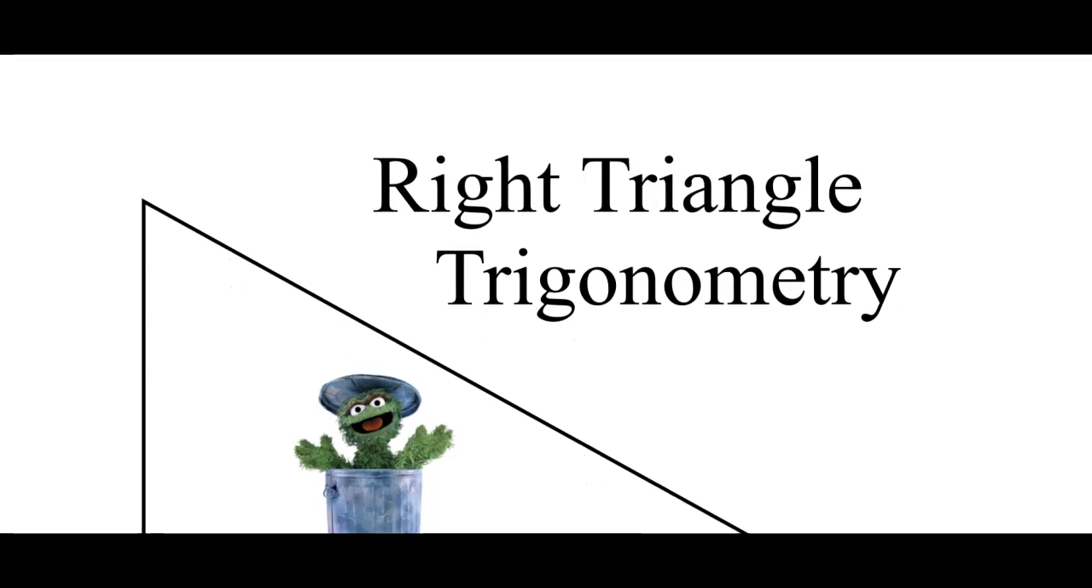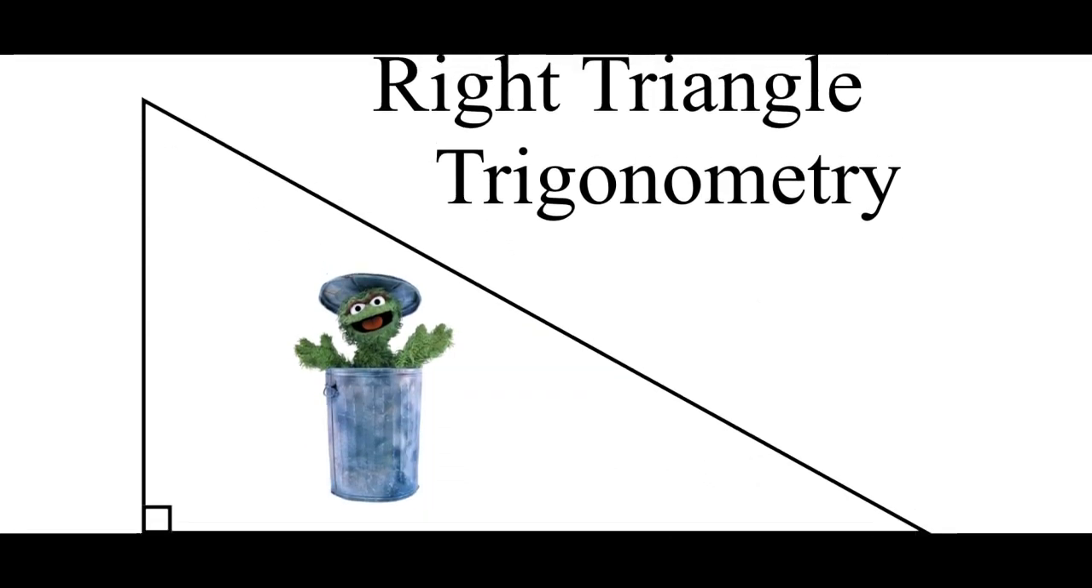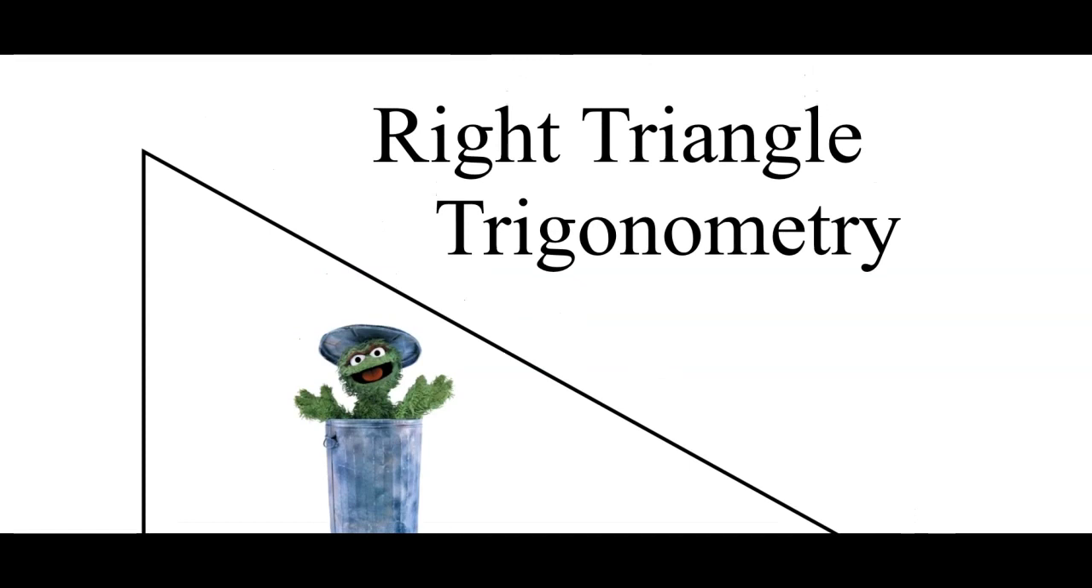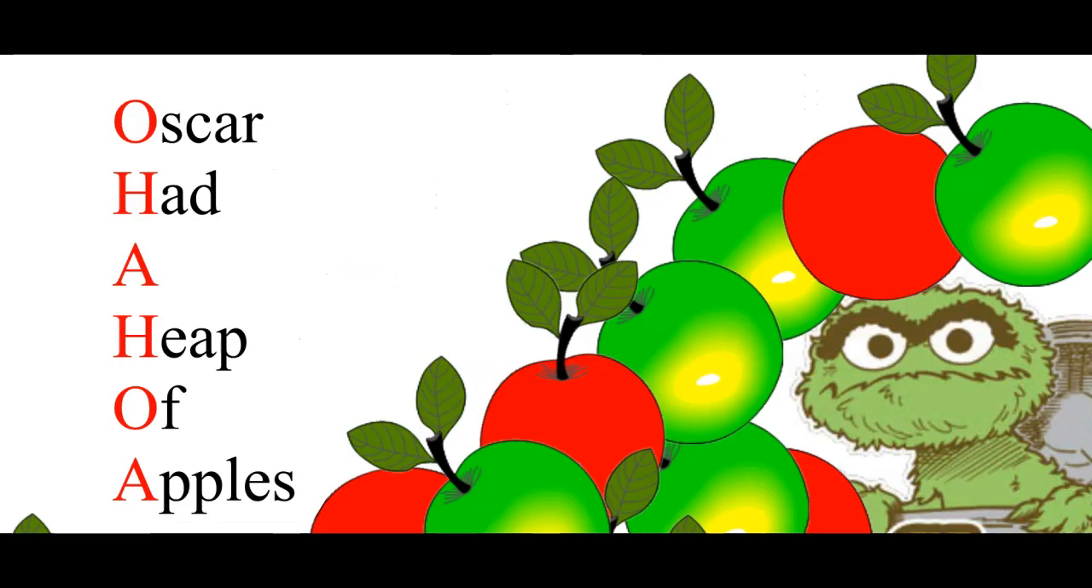Now I've got our friend Oscar here from Sesame Street because there's an acronym I like to use with trigonometry, and that is Oscar had a heap of apples. Now, if you're familiar with trigonometry, if you've done it before, more than likely your teacher taught you to use SOHCAHTOA. And if that's what you like to use, then do it.